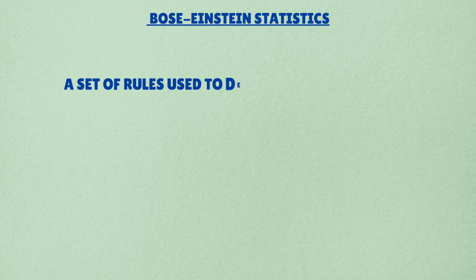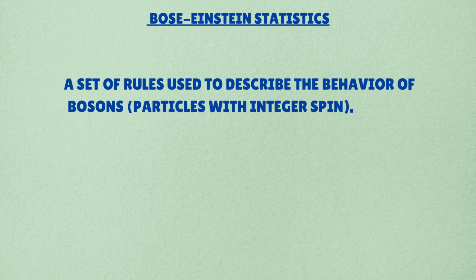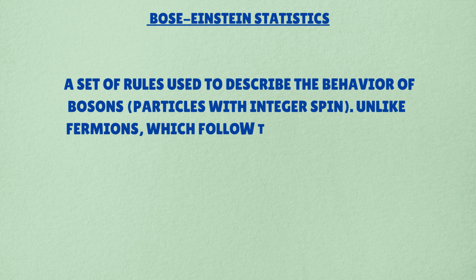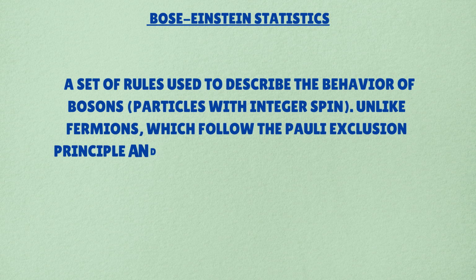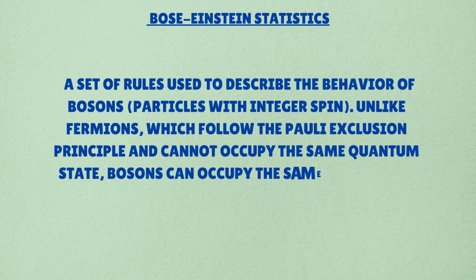Bose-Einstein statistics is a set of rules used to describe the behavior of bosons, particles with integer spin. Unlike fermions, which follow the Pauli exclusion principle and cannot occupy the same quantum state, bosons can occupy the same state at the same time. This property leads to unique phenomena, such as Bose-Einstein condensation, where, at extremely low temperatures, a group of bosons condenses into the same ground state and behaves like a single superparticle.